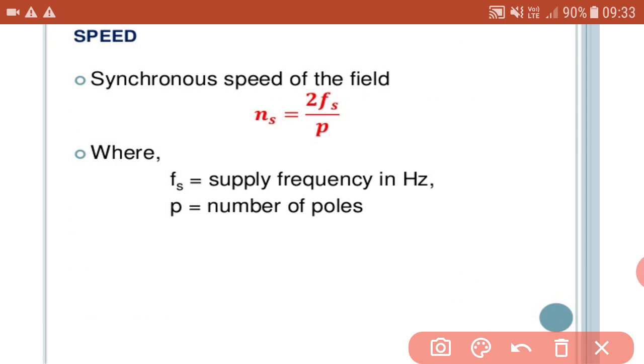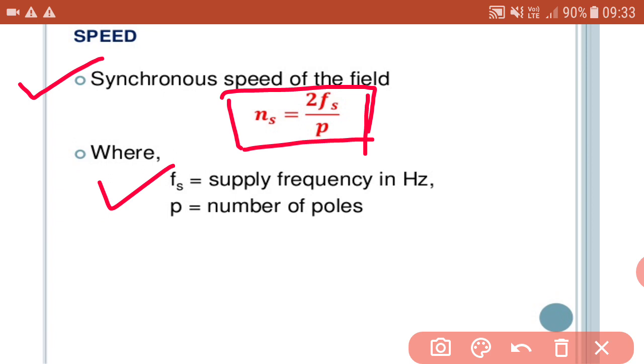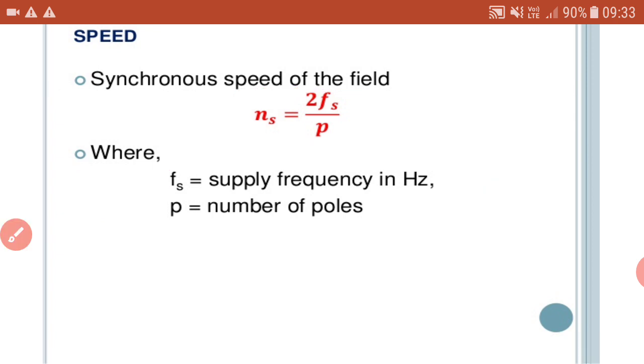Now speed is given by the synchronous speed of the field, ns equal to 2fs upon p. So this is the speed of the linear induction motor. Now what is fs? fs is the supply frequency in hertz and p is the number of poles. So if we know the supply frequency and number of poles, then we can easily calculate the synchronous speed of this linear induction motor.